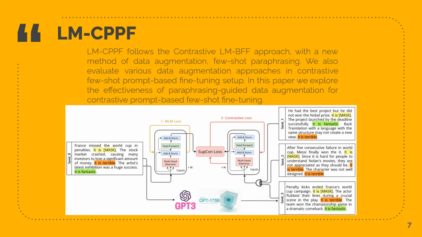In our model LM-CPPF, we solved this problem by introducing a new data augmentation approach called few-shot paraphrasing. In few-shot paraphrasing, we ask large language models to give us a new view of the main sentence. So we are changing the main sentence, not the templates, and this makes a new view of our samples, and this helps the contrastive part to perform better.